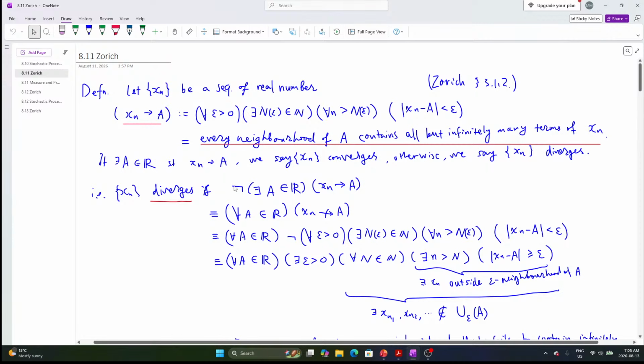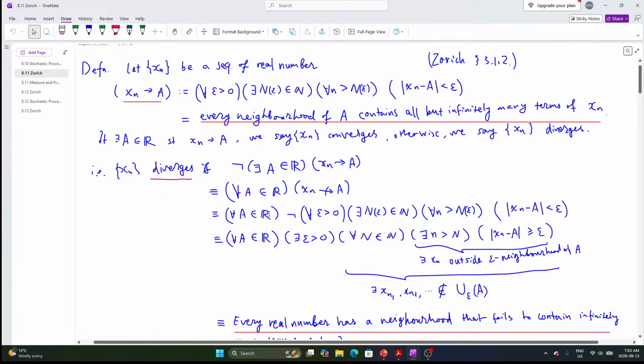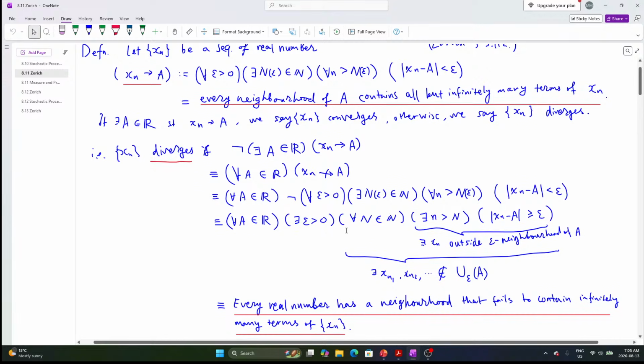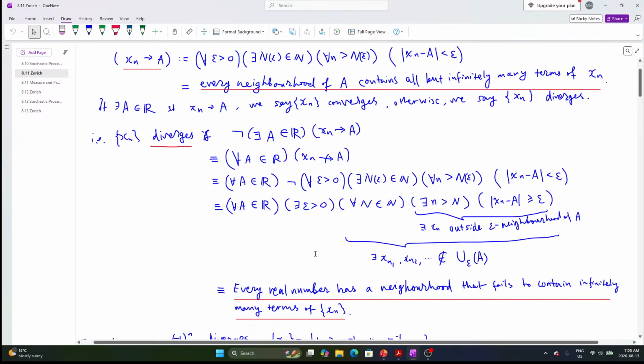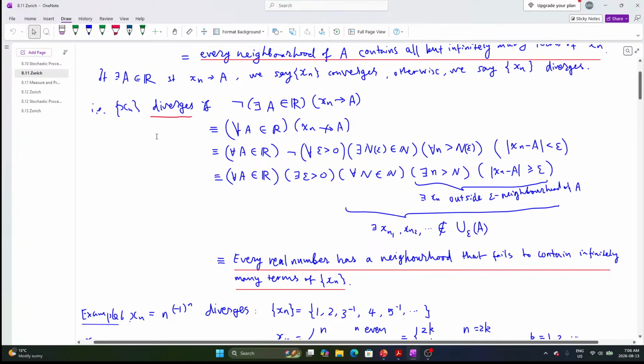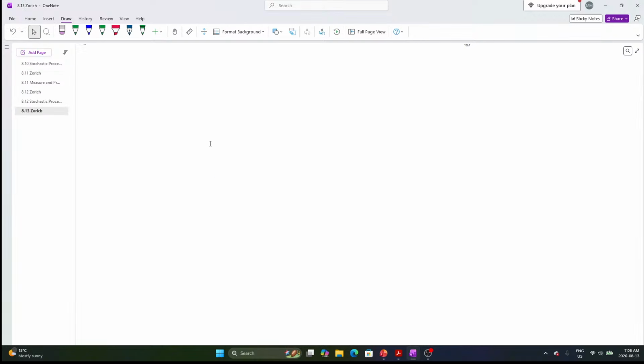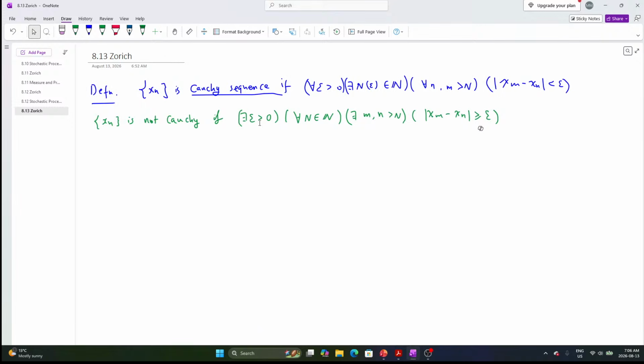So divergent sequences also have a quantified statement definition, which is basically the definition of divergence based on negating the definition of convergence, exactly the same as we did earlier. It looks horrendous, right? So instead of working with that, we translate it into a verbal description: xn diverges if every real number has a neighborhood that fails to contain infinitely many terms of xn. This is a lot easier to work with. So we want to do something similar for the Cauchy sequence too. How can we translate it into plain English, but still rigorous, so that we can use it to do proofs?